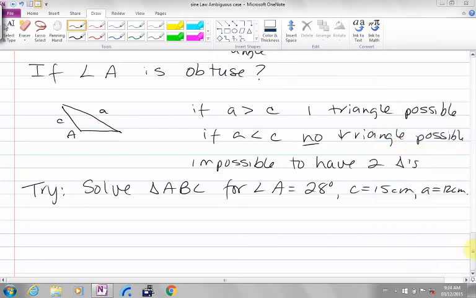Is there a default way to draw it? Nearest degree or 1 decimal place for angles. I always do at least 1 decimal place for lengths.